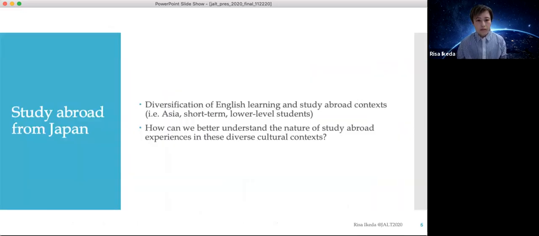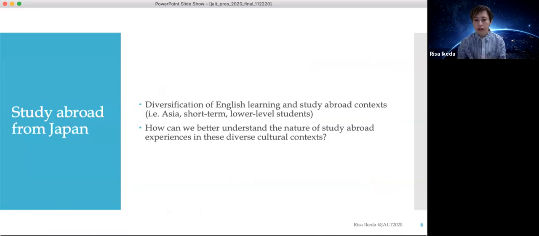To summarize the background about the situation of study abroad in Japan, there is a diversification of English learning and study abroad context. So that means specifically in Asia, but also other countries, but I'm going to focus on Asia and short term, and also the lower level kind of students. And in the past, it was kind of the exceptional who would do degree programs and go to prestigious universities and study abroad.